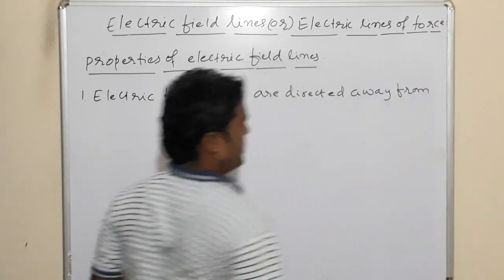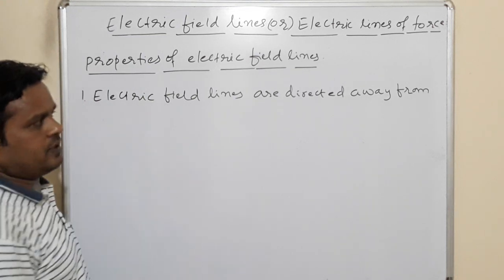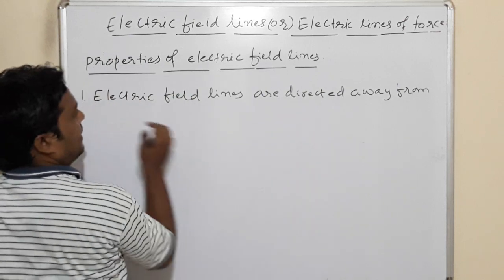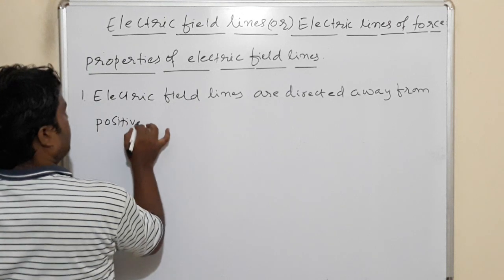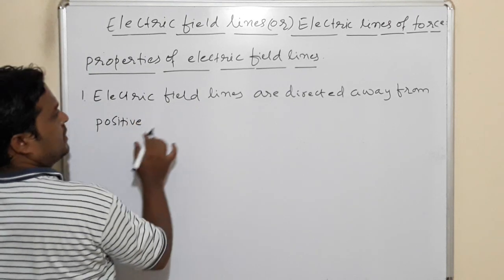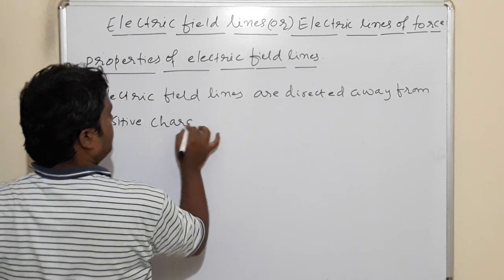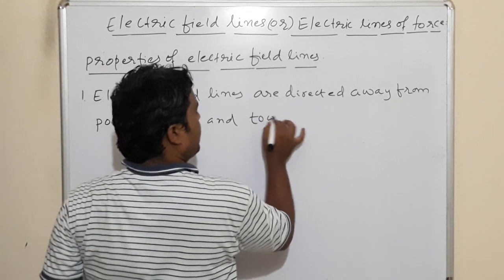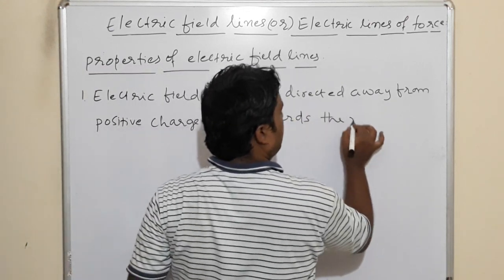away from positive charge. If it is a system of only one charge, if it is an isolated point charge, if it is positive, then they will move away from the positive charge. The test charge will move. Electric field lines will be directed away from positive charge, and if it is negative charge, they will be directed towards it.